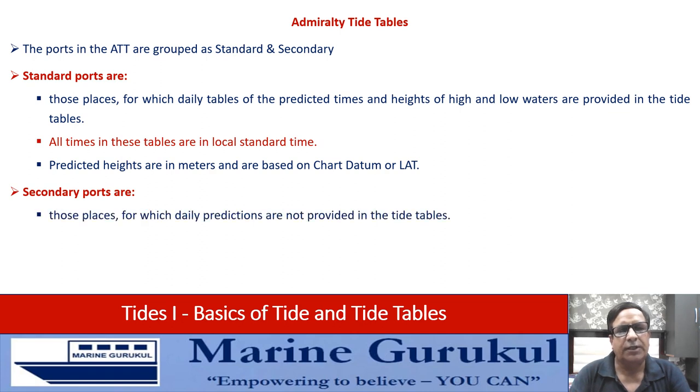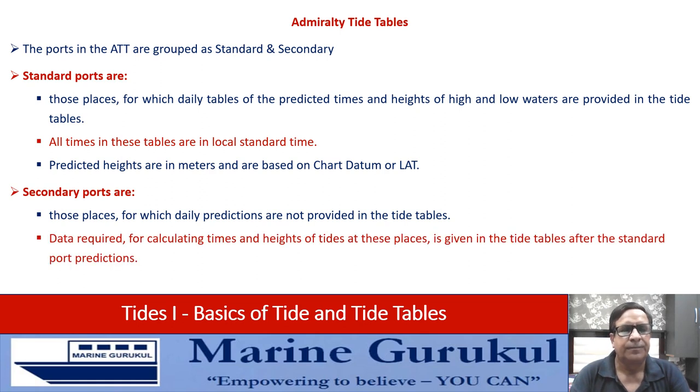Secondary ports, on the other hand, are those places or ports for which the daily predictions are not provided in the tide tables. Data required for calculating times and heights of tides at these places, that is the secondary ports, is given in the tide tables after the standard port predictions.